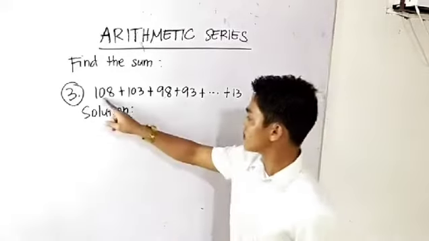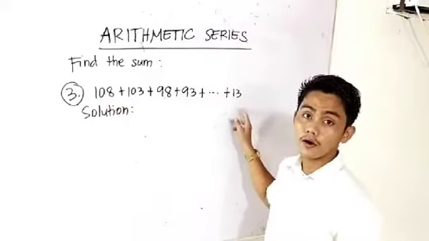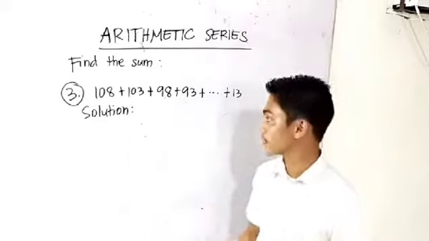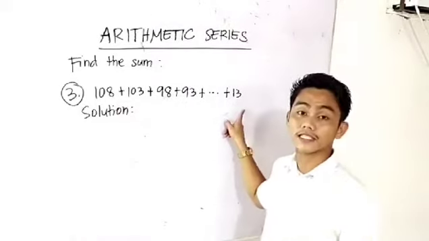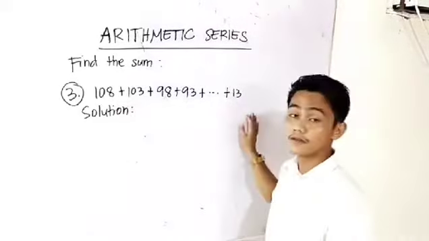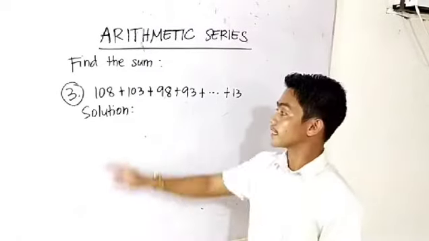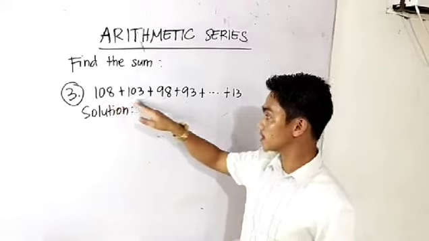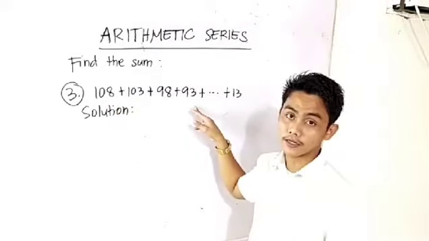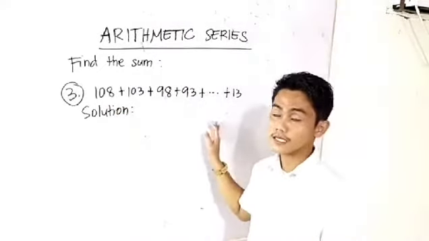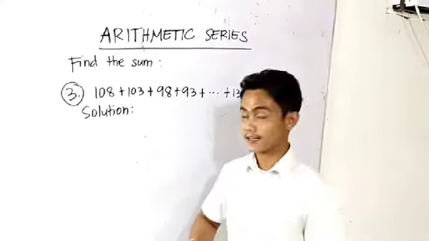So pag kinuha natin yung sum nito, ano ang magiging sagot natin? Initially, syempre, ang sagot nitong lahat ng to ay positive pa rin kasi sila ay mga positive integers. Ano pa ang kakaiba sa example number 3? Ang series niya is going downwards or pababa. Ibig sabihin, ang common difference natin ay negative.